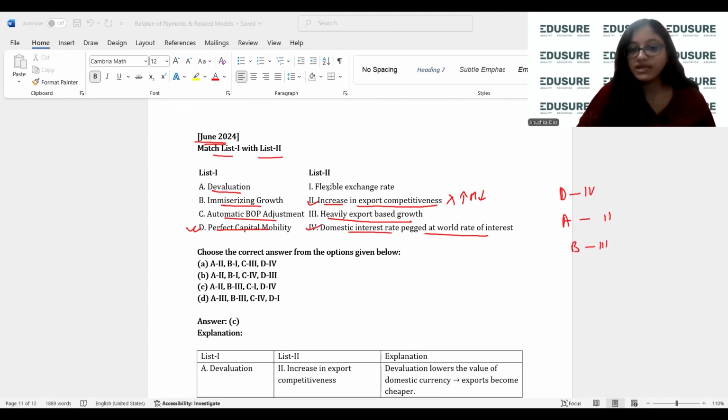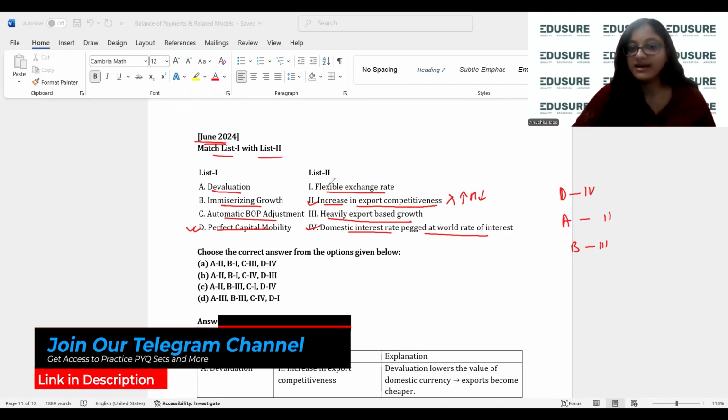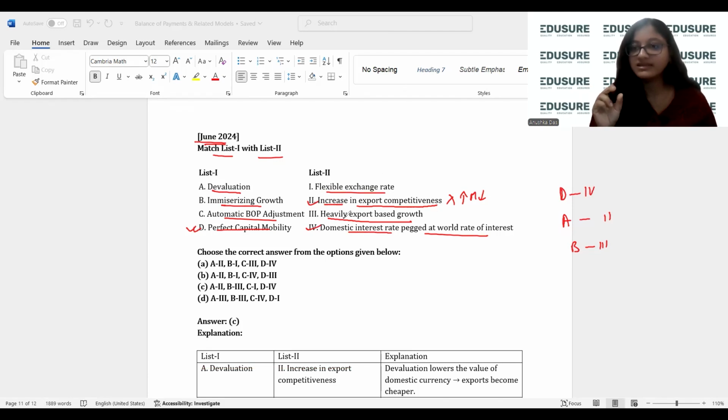And automatic BoP adjustment will be flexible exchange. So in flexible exchange rate, the demand for currency and the supply of currency determines the exchange rate. So basically that is automatic adjustment through market mechanism. That is why it is a flexible exchange. In case of fixed exchange rate, the exchange rate value is prefixed, basically predefined. So that has to be maintained in all the situations. But in case of flexible, due to market mechanism, automatic adjustment of BoP takes place. So C will be option number 1.